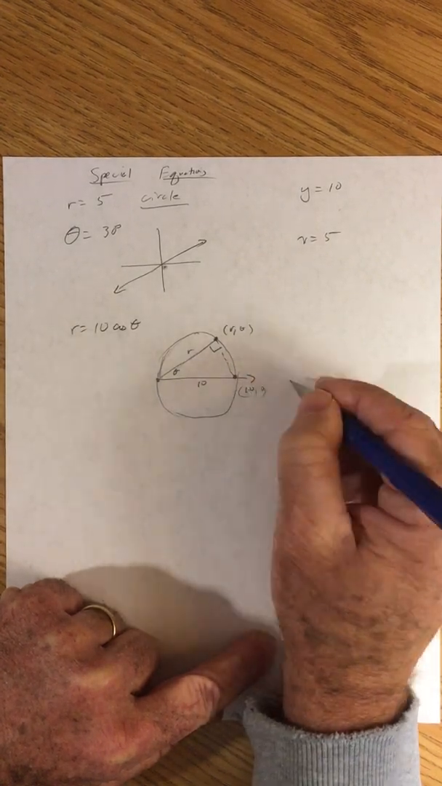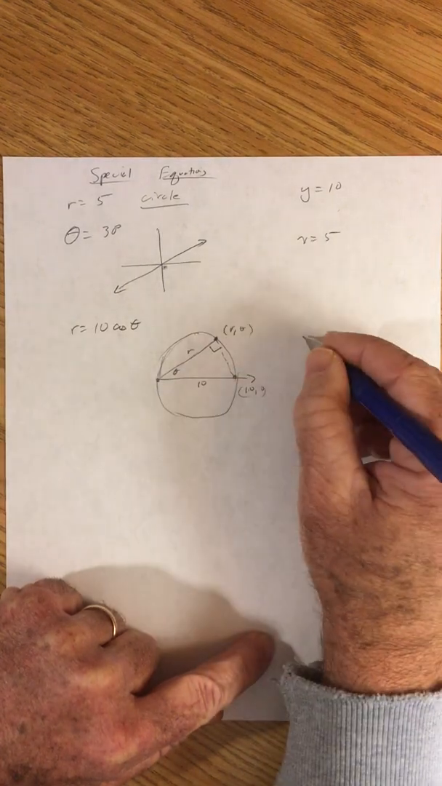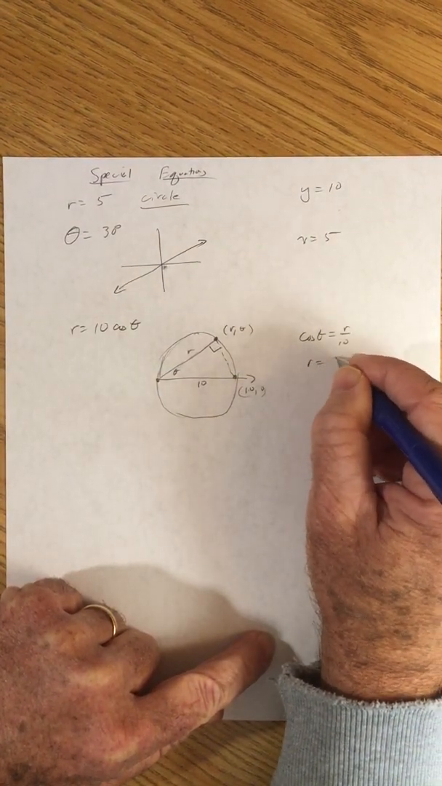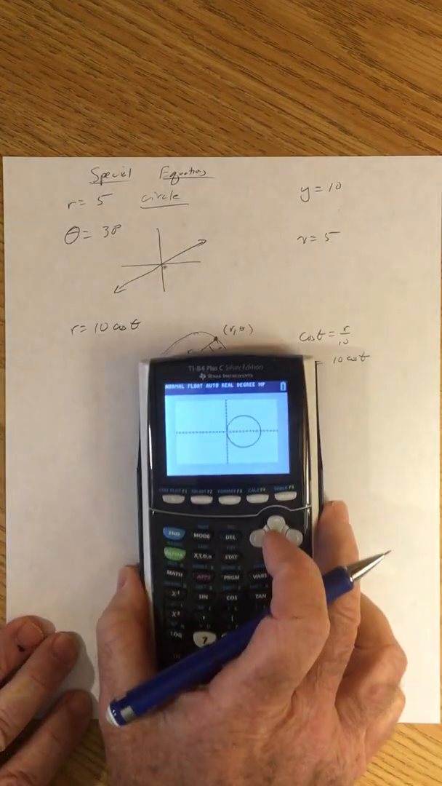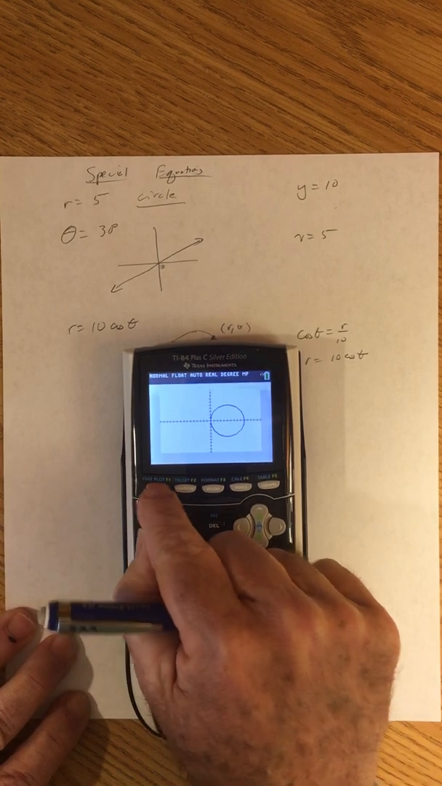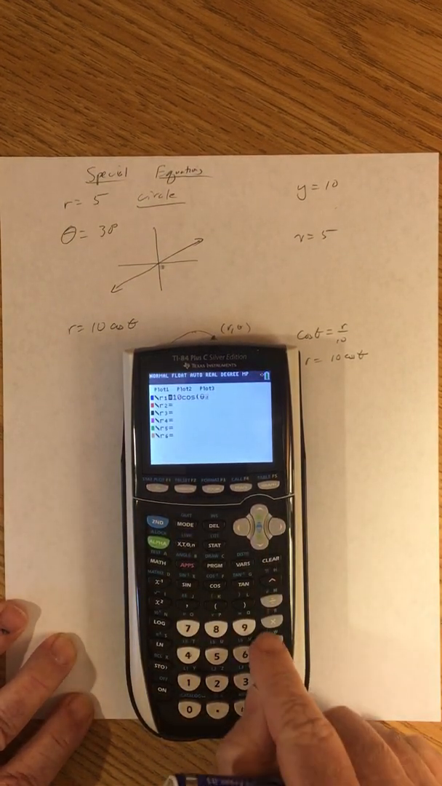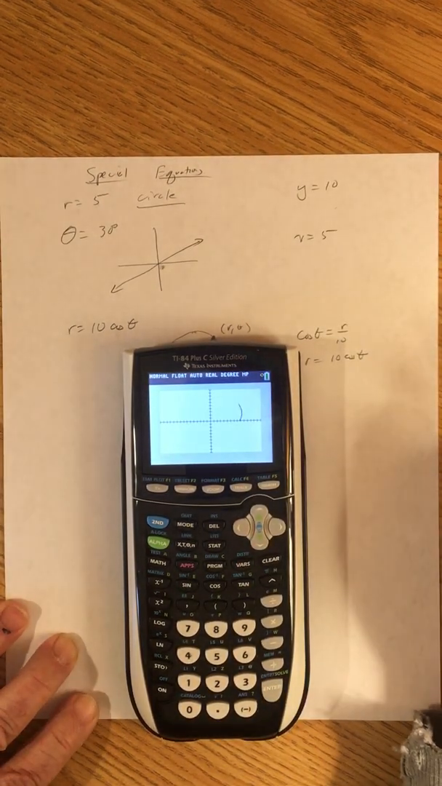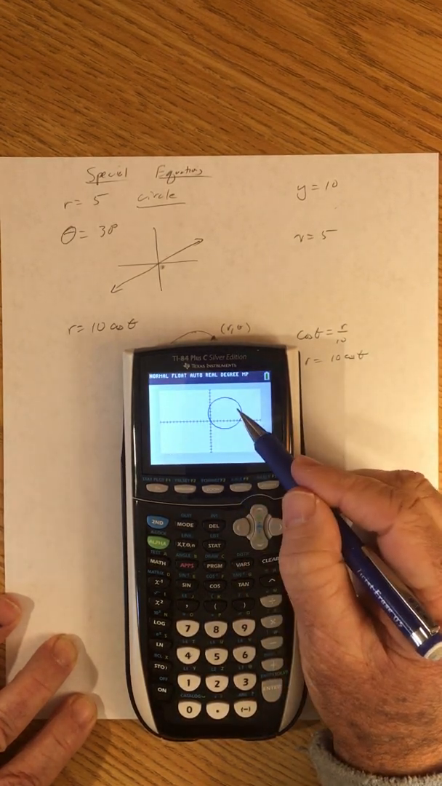If that's 10, because there's 10 units here, we have cosine theta is equal to r over 10, or r is equal to 10 cosine theta. If I change this, let's say, to 10 cosine of theta minus 30, what will we get? A simple rotation. The diameter is now here.